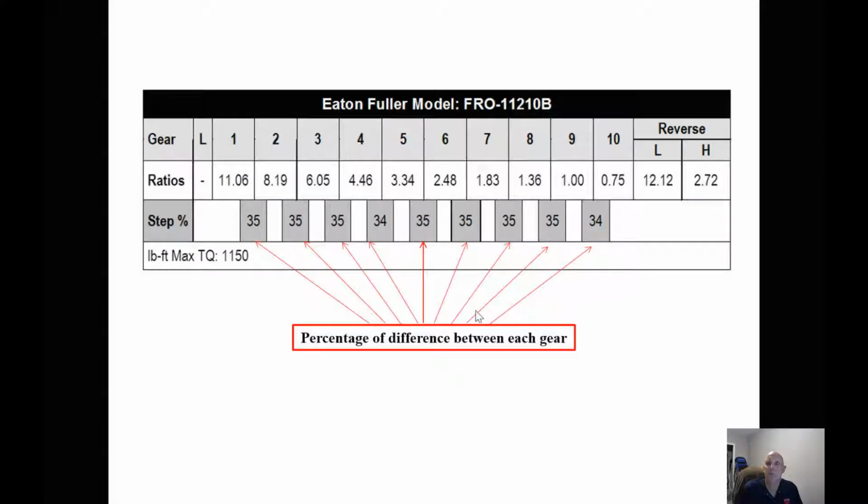Now, when manufacturers manufacture a transmission, they want the percentage between each gear to be relatively the same, so that when we shift from, say, first gear to second gear to third gear to fourth gear, and so on, we don't have a large percentage increase. That means we don't have to over rev the engine in order to shift to the next gear, and the engine doesn't lug. So they want them all the same, so that we're fairly consistent in at what RPM we're going to shift without lugging the engine down.